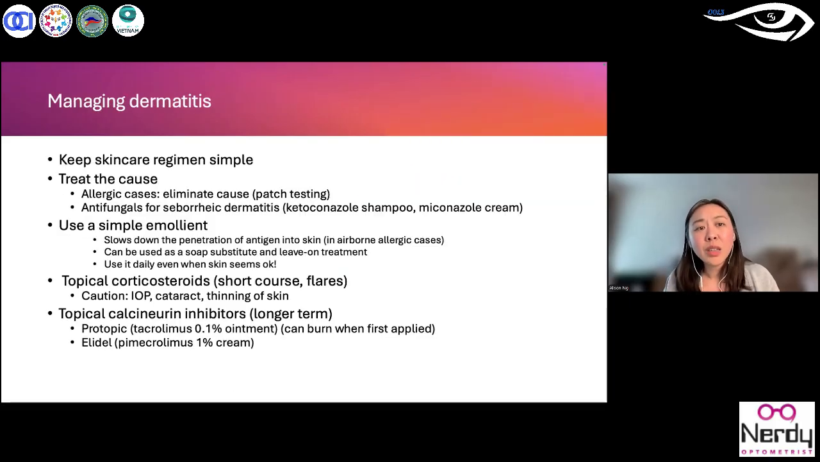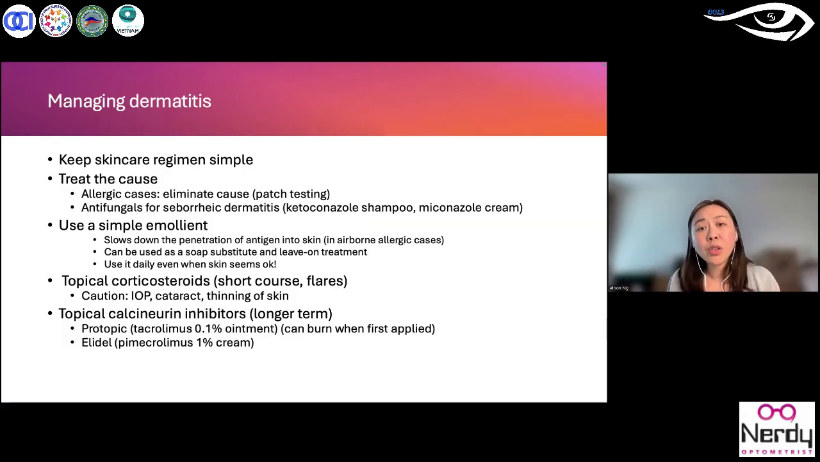And in terms of managing these patients that present with different types of dermatitis, you really want to keep the skincare regimen simple for these patients. So, they're not going to be using things like eye cosmetics. They're probably not going to want to use it anyway, but you're going to tell them to keep it really simple. So we really come down to cleansing, moisturizing, treating the cause as well.